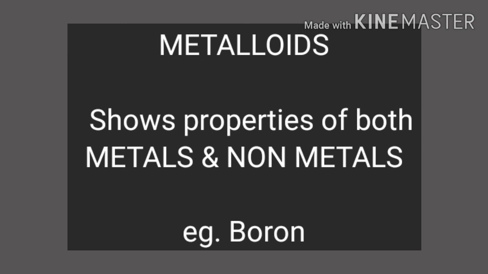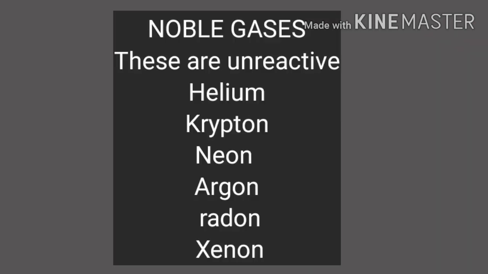Now next is metalloids. Metalloids are the elements which show the properties of both metals and non-metals, like boron. Boron is non-lustrous and it is used as a semiconductor which conducts electricity.